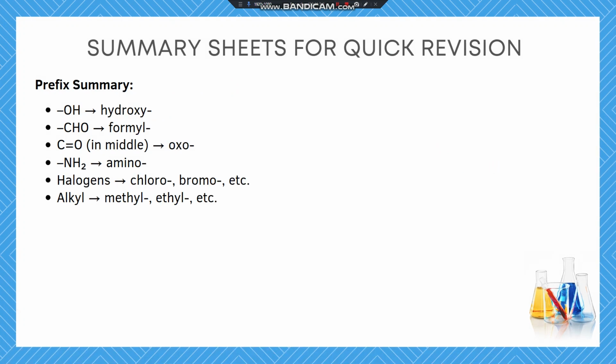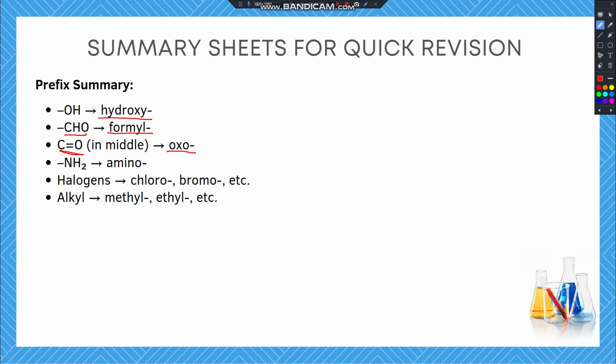But in cases where they are not the main functional groups, for example, let's say you have an alcohol functional group and it is not the main one, then you use the prefix hydroxy. When you have an aldehyde functional group that is not the main one, you use the prefix formyl. And then you have the ketone. If it is not the main functional group, you use the prefix oxo. And then when you have the amine functional group that is not the main one, you use the prefix amino.